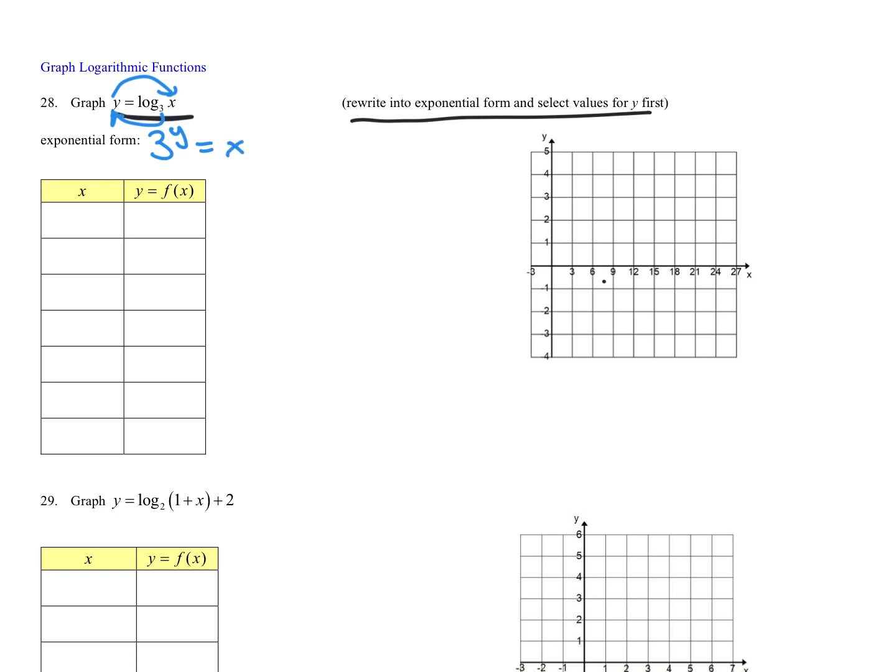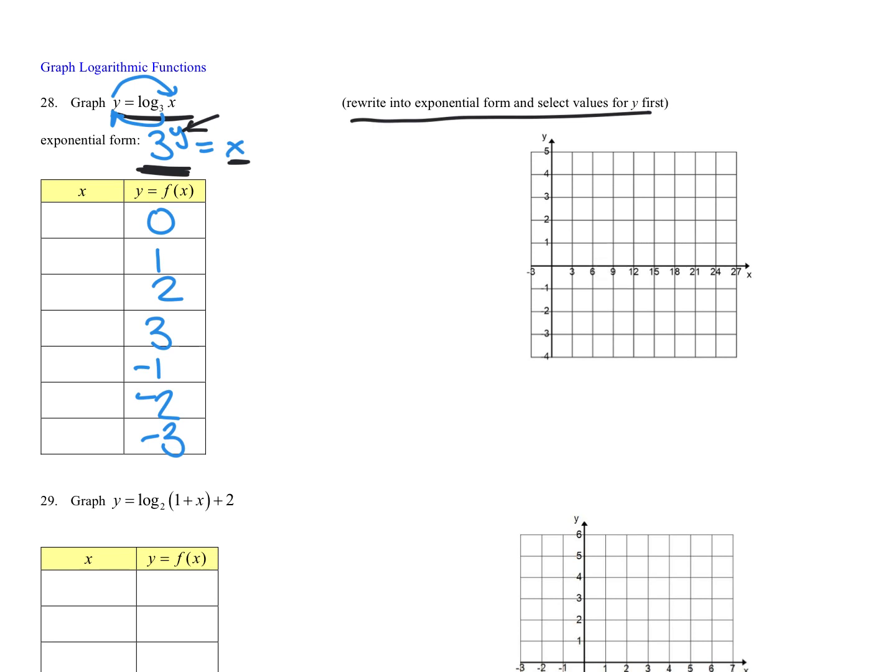Okay, and then what I'm going to do is I'm going to be plugging in values for y. And the reason why I want to do that is because I can evaluate it much simpler by doing that. If I plug in values for y, I'm going to be able to easily find x. All right, and we're just learning what that logarithmic curve looks like.